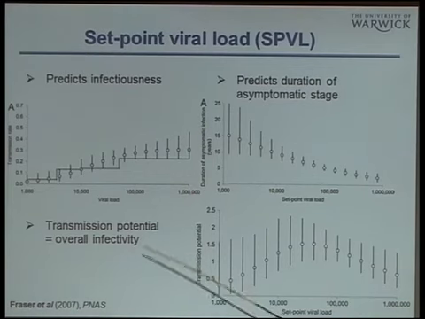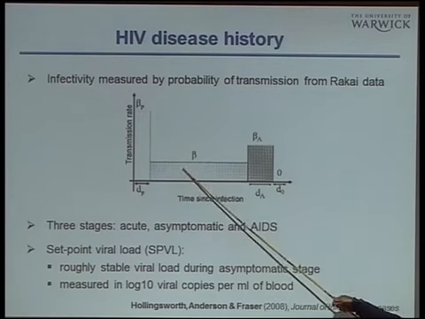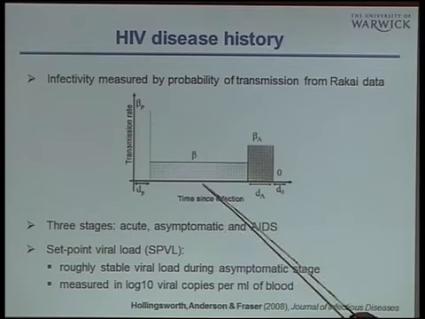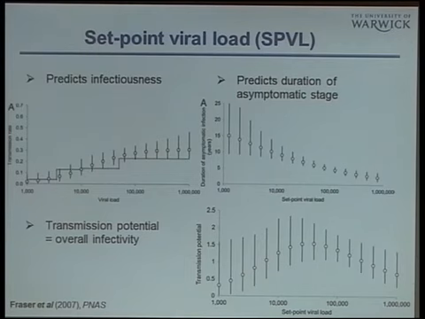So by transmission potential, I mean the overall infectivity that is spread during your infectious period, which is the area under this infectivity profile. And some individuals have a very low infectivity here, but they are in that stage for very long, and some individuals have a high infectivity, but they are there for a limited amount of time. And so if you take the product of these two curves, you get something like this, where the individuals with the highest transmission potential are those that have an intermediate set point viral load.